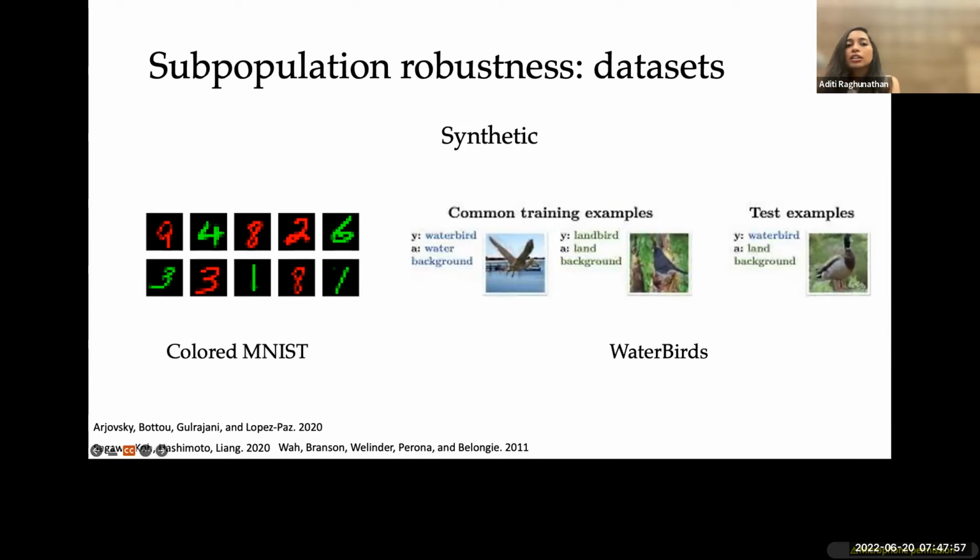Another popular synthetic benchmark is water birds, where we take images of birds and images of backgrounds and create a particular correlation where most examples of water birds are in water, land birds in land, and so on. And we test whether the model does well even when this correlation is broken, for example, a water bird in land here.